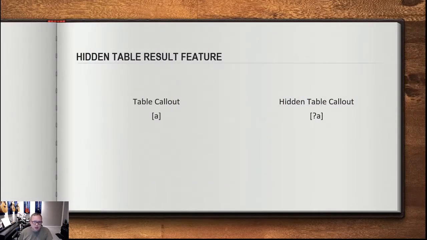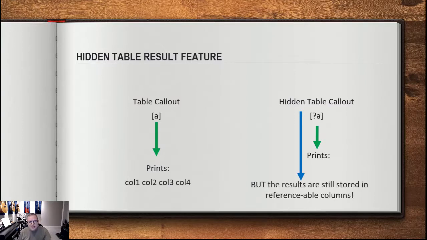So here we've got a table call out, and if we printed that, it would print all 4 from table A, all 4 columns. But hidden table call out, all we have to do is throw a question mark in front of our table name, and it will print nothing. But it still rolls on that table, and it still stores all those results somewhere that you can call them later with referenceable columns, or whatever you'll use it for.